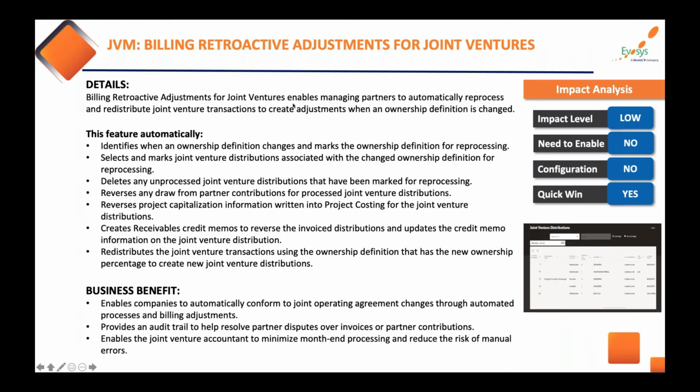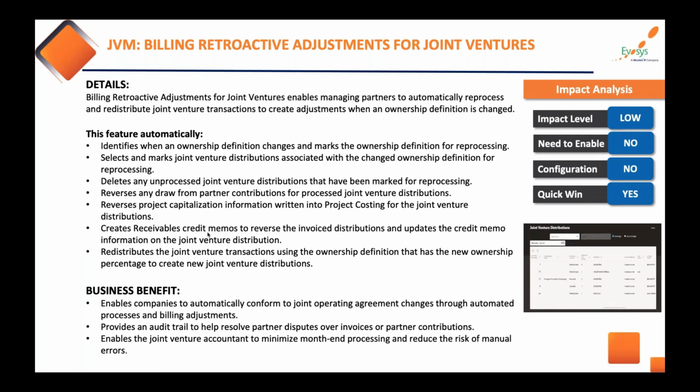Moving to next, many of us are aware that joint venture management was introduced a couple of versions back, and it has been improved further in 20D. In this version, Oracle now allows some retrospective adjustments, so that if there is any dispute or disagreement between the joint venture partners, those shares can be adjusted, and based on the adjustment, Oracle will automatically create the AR credit memos or credit memo in accounts payable.